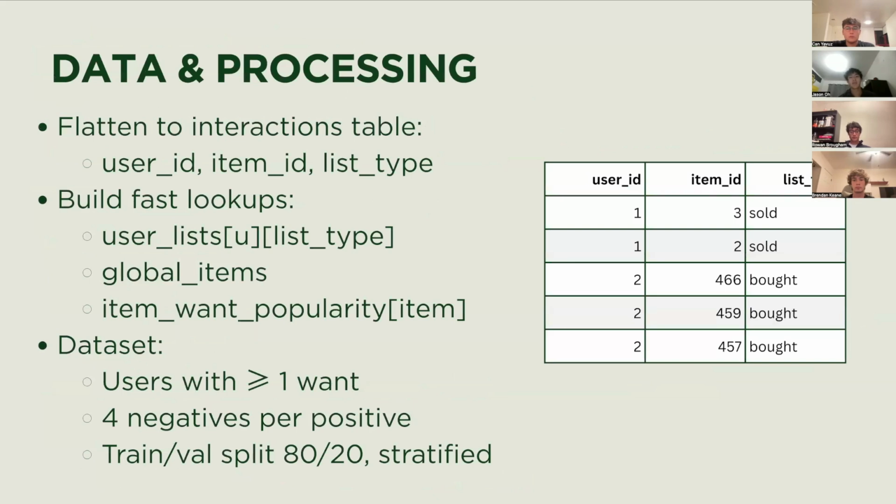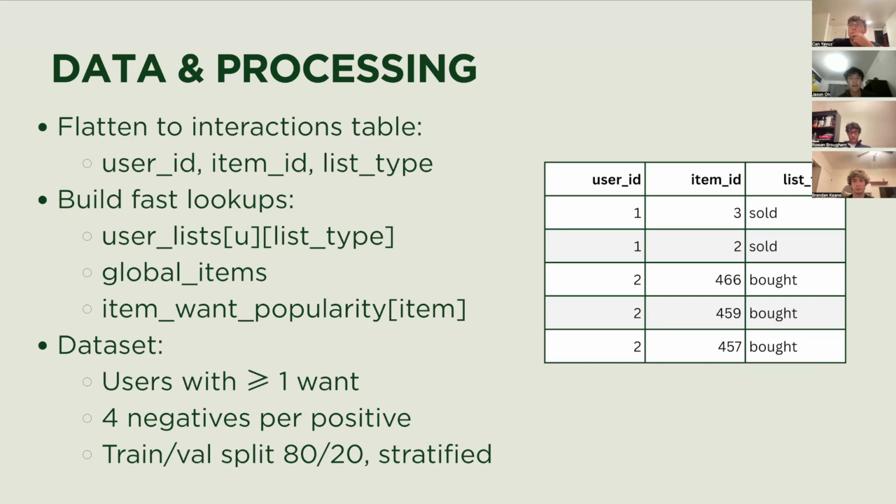And so once the exploratory analysis was done, the next step was transforming the data set into a form we can actually train models on. The data set originally has a nested structure. Each user has 4 different list items. So the first thing I did was flatten the structure into a simple interaction table with 3 columns: user ID, item ID, and the list type. Flattening makes the data set consistent with how most recommender systems represent interactions.